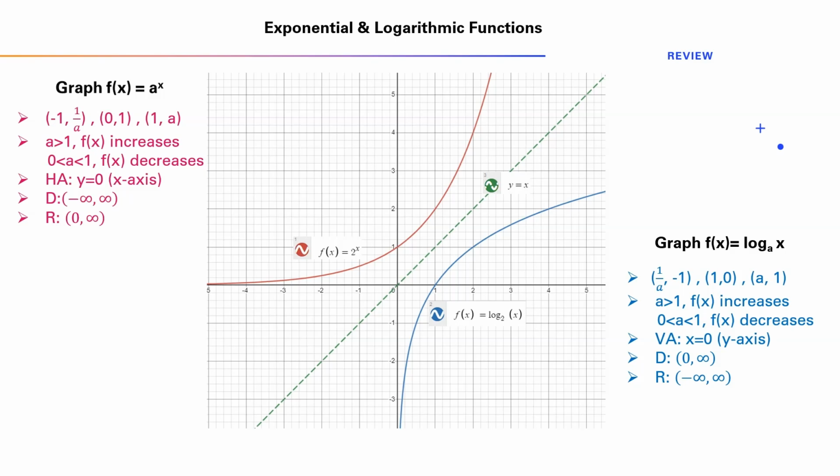We know that exponential and logarithmic functions are inverse functions. So you can see we always have 3 points on the graph, and the x and y of those points are switched or swapped for the functions. So we have the exponential function f of x equals a to the power of x, where a is the base and x is the exponent.